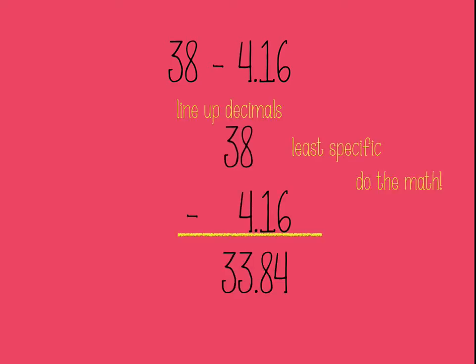Here's subtraction. 38 minus 4.16. Line up the decimals, do the math, find the least specific digit, which is the ones place, and in this case we round up because 8 is higher than 5, so our answer is 34.